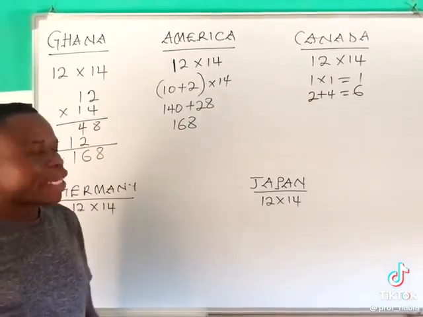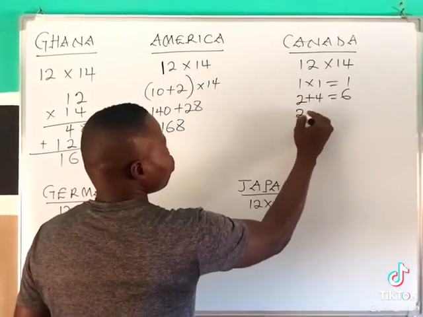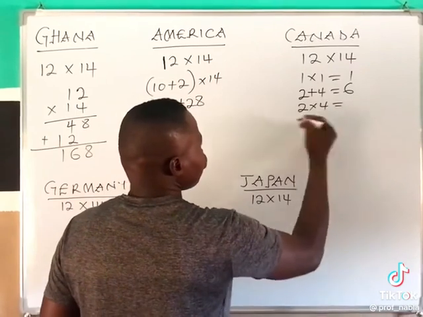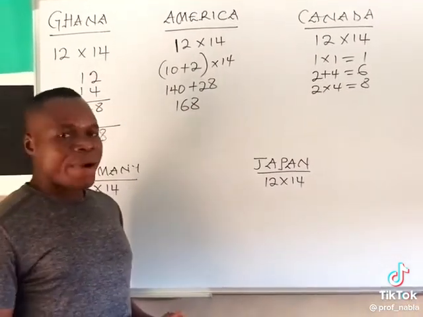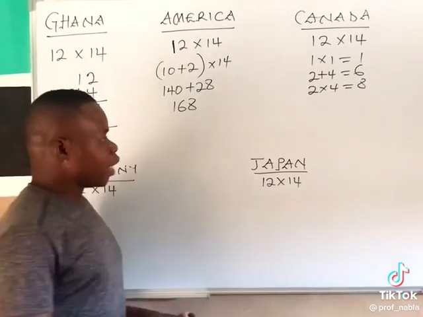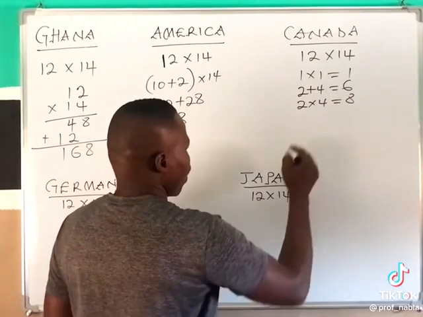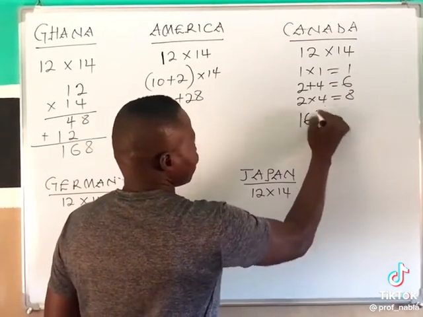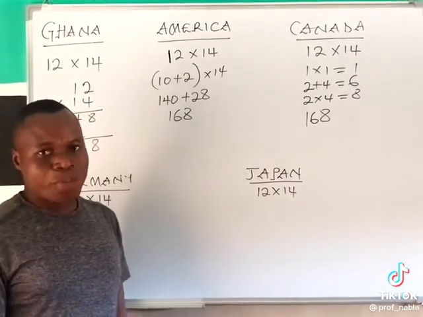Then the student will take the last digits again and multiply together. That means 2 times 4, because the last digits are 2 and 4. And that will give me 8. Then the student will write his or her answer this way. That is 168, starting from the top to down. So this is how a Canadian will solve this particular problem.